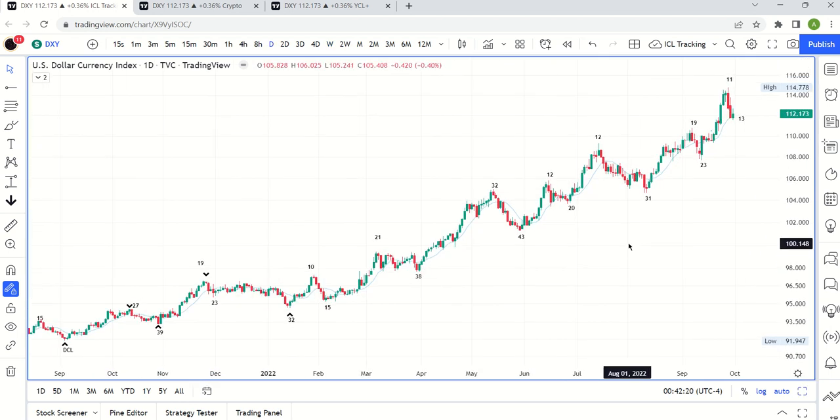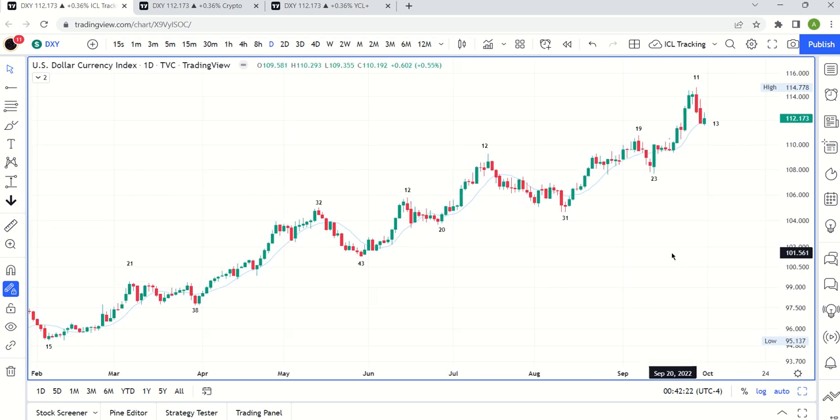So that was the weekly cycle, and this is our daily cycle. So again, the same principle. That was day 31. This was day 23. This was day 20. This was day 43. The tops are also marked. The top came on day 32, on day 12, on day 12 here.